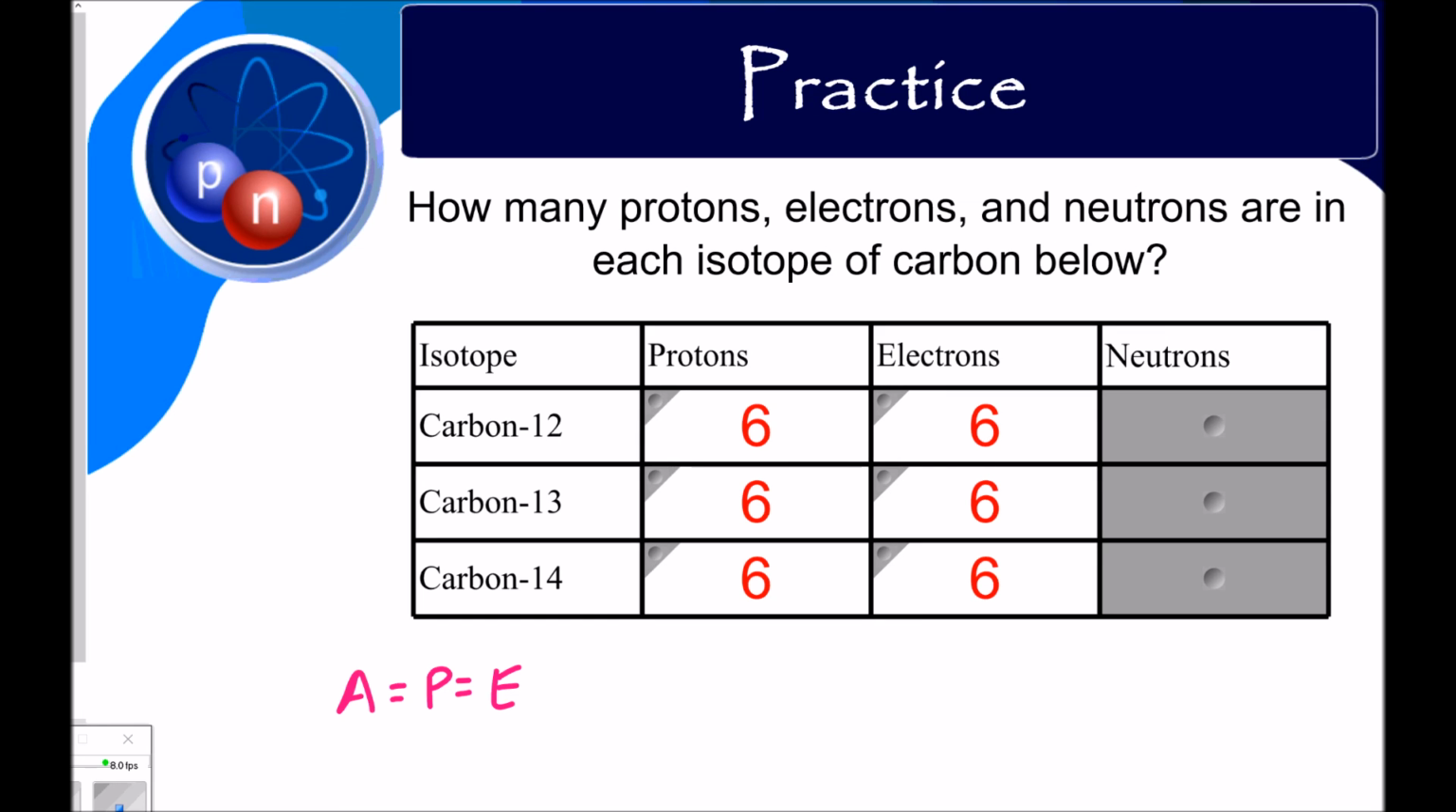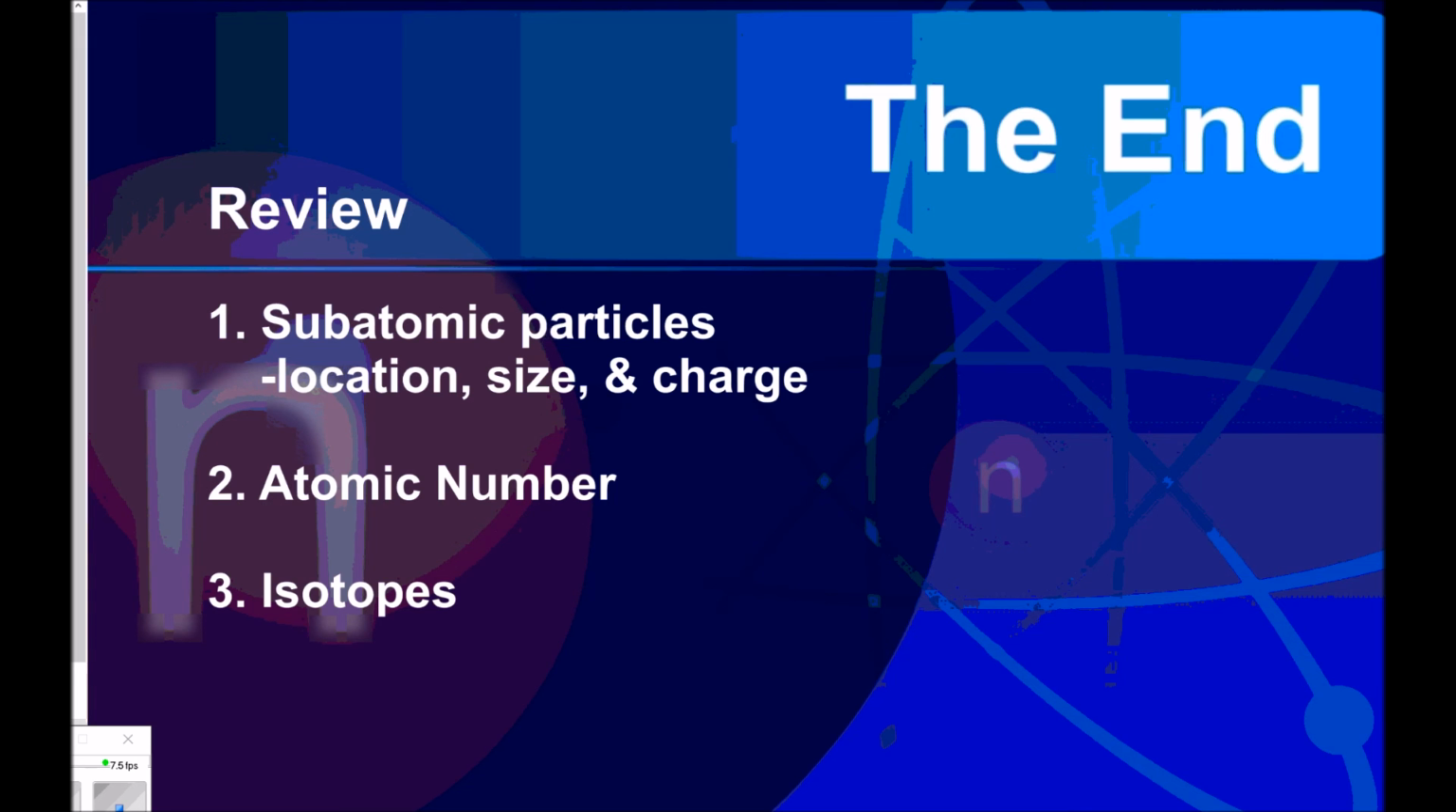Next, I'm going to figure out how many neutrons, and that's when I can use MAN. M minus A equals N. So the mass number is written here. We're going to subtract the atomic number, which is the same as the number of protons, and we'll get the number of neutrons. So 12 minus 6 gives us 6. 13 minus 6 gives us 7. And 14 minus 6 gives us 8. APEMAN, it makes our lives so much easier when trying to figure out the number of protons, electrons, and neutrons in an atom.